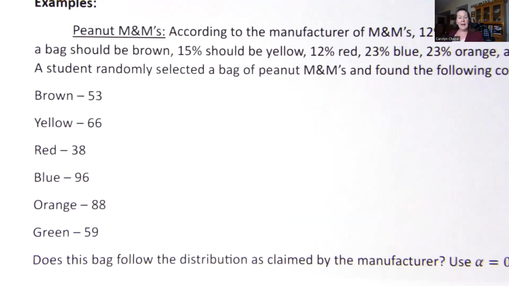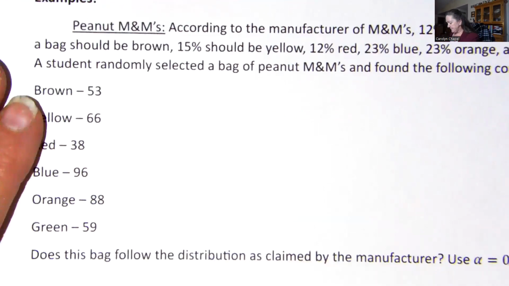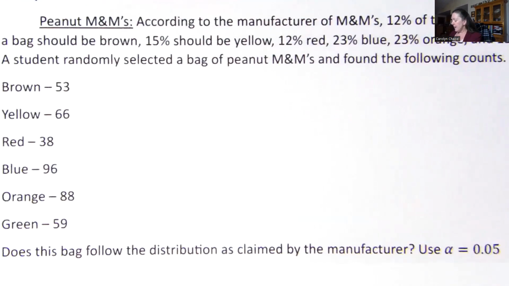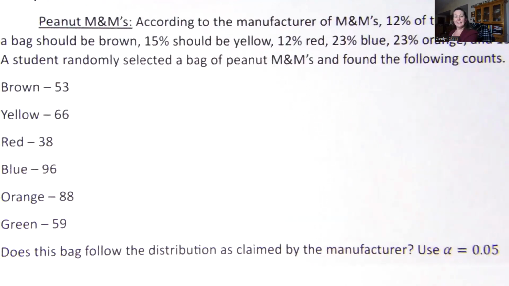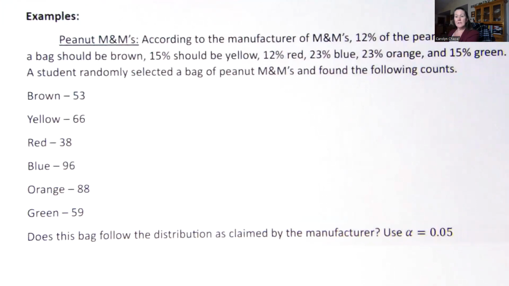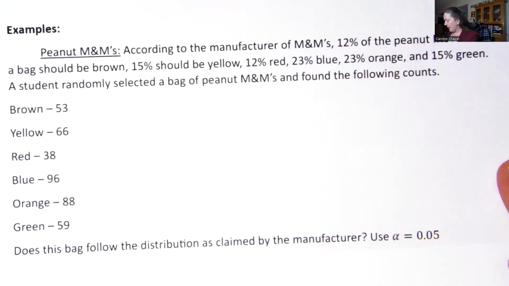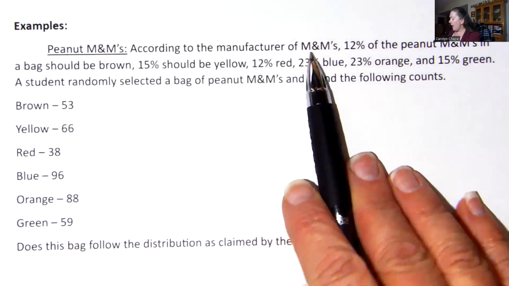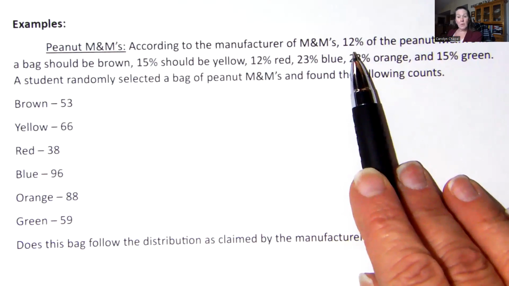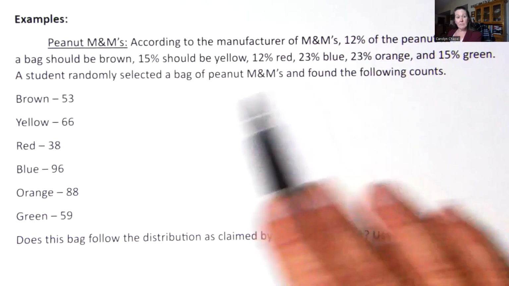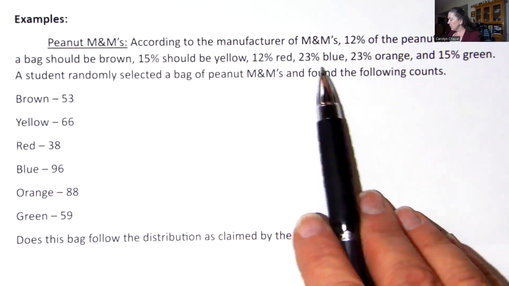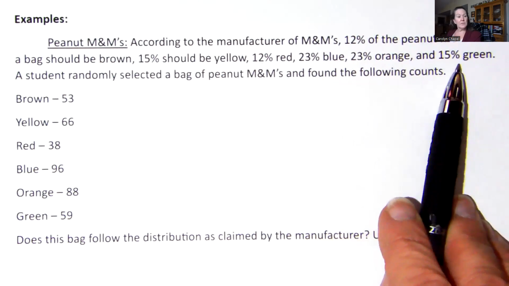The first example I have is about peanut M&Ms. If you go out to M&M's website, they do have these numbers out there. I do not know if these numbers are still valid, because I have not been to that site in a while, but let's just say that according to the manufacturer of M&Ms, the bag is supposed to have 12% of the peanut M&Ms brown, 15% yellow, 12% red, 23% blue, 23% orange, and 15% green.